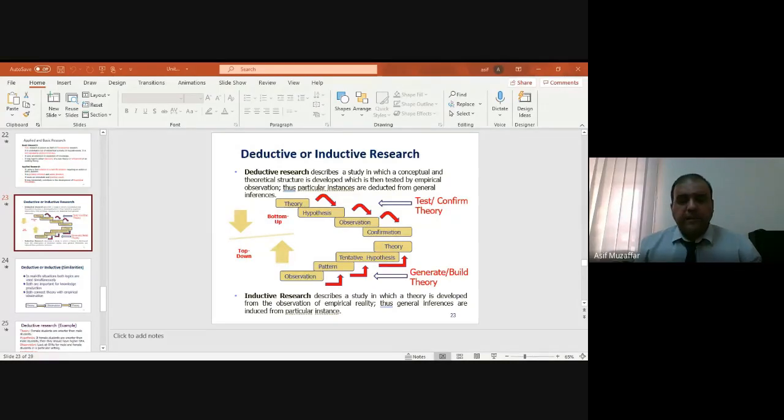One thing. Second thing, what is inductive approach? We also call it top-down approach. What is that?